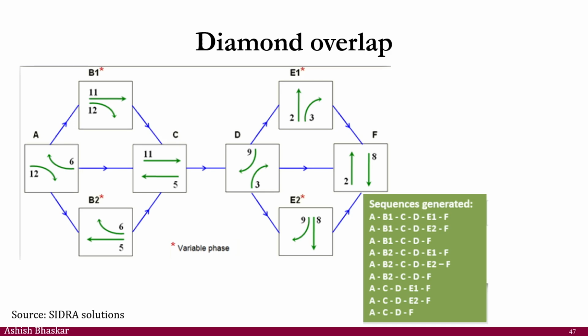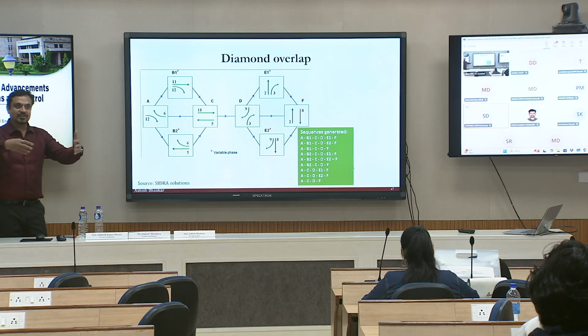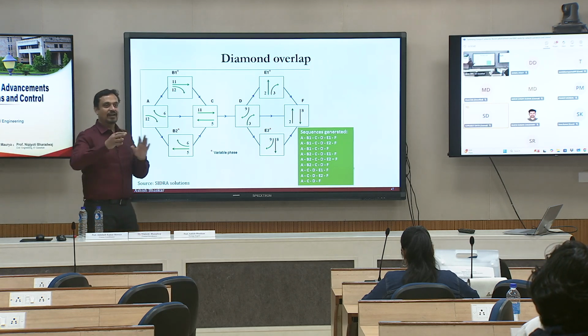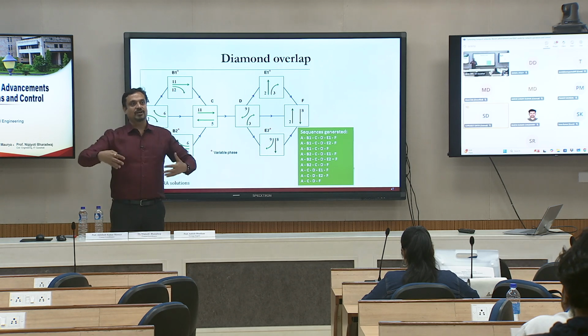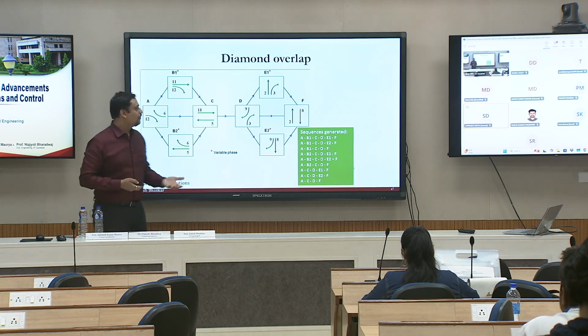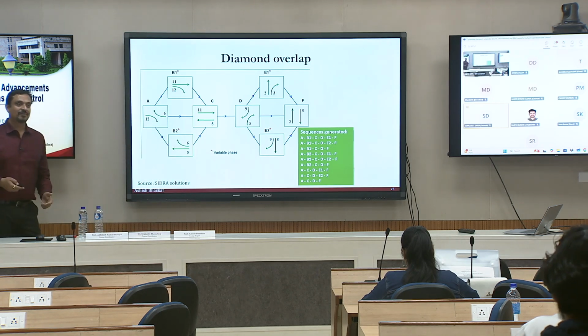So you can have a combination going from A to B1 to C to D to F. You can skip E, or you can skip B. You can go from A to C. You can have multiple combinations. So by designing your, again, this is something dependent on the geometry of the intersection. You have to be intelligent, or smart enough, to figure out for your intersection what design you are looking at. So you can design it accordingly.